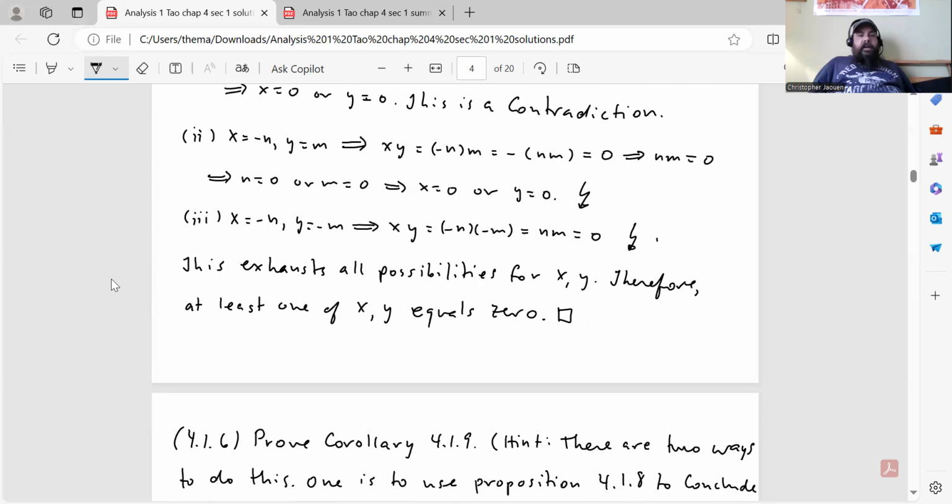Case 3, x is minus n, y is minus m. That implies xy is minus n times minus m, which is nm, which equals 0. And again, that leads to a contradiction by proposition 2.3.3. And this exhausts all possibilities. Therefore, at least one of x, y equals 0.